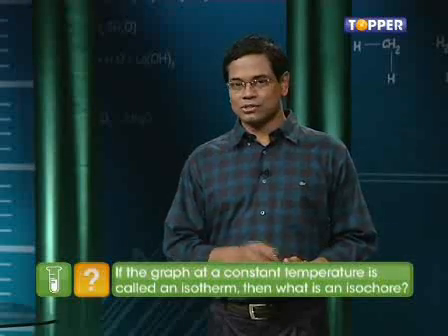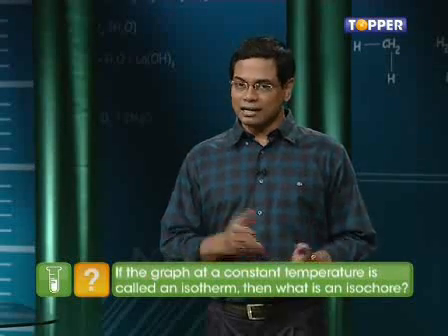It's time for a break now, but before you go into the break, why don't you think this over? If the graph at a constant temperature is called an isotherm, then what is an isochore? I'll answer that one after the break. In the meantime, keep thinking.